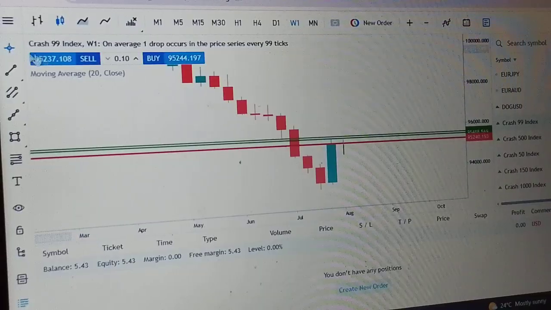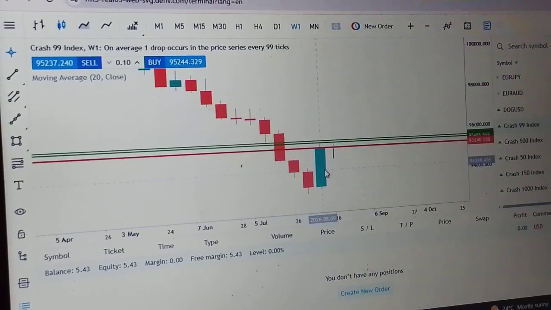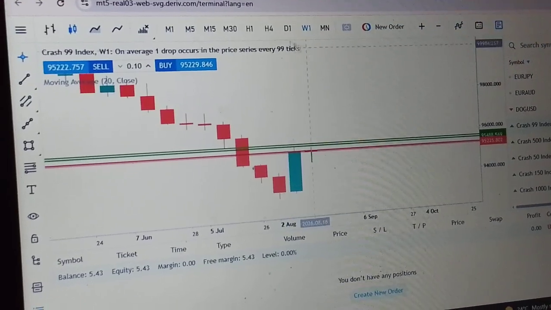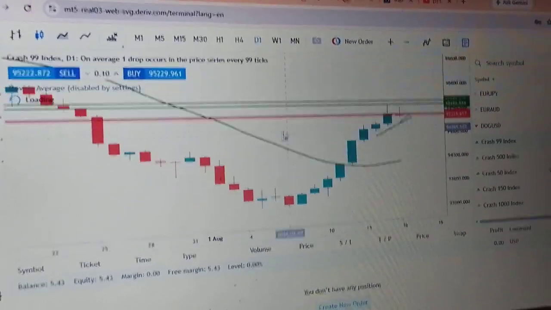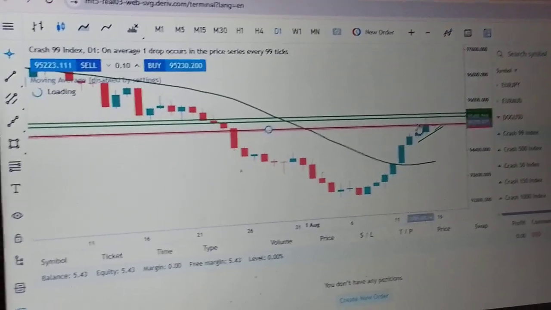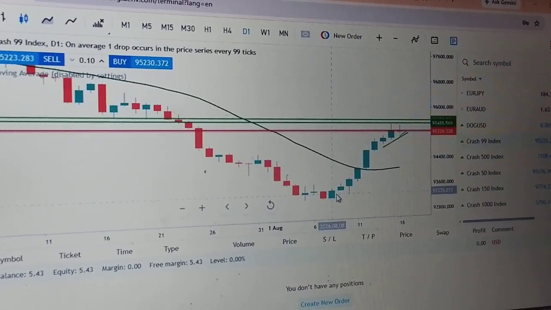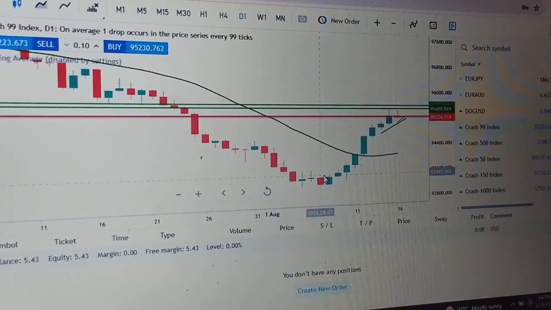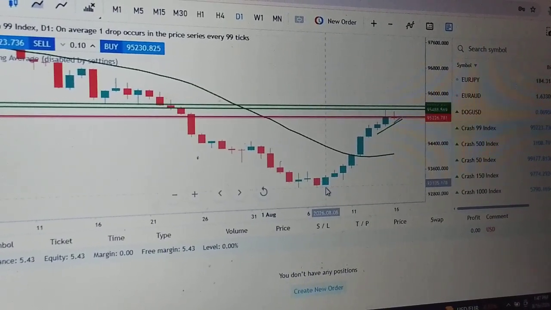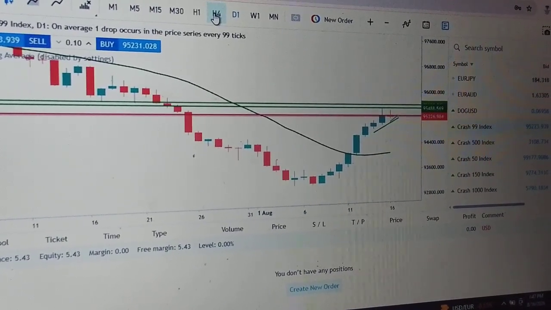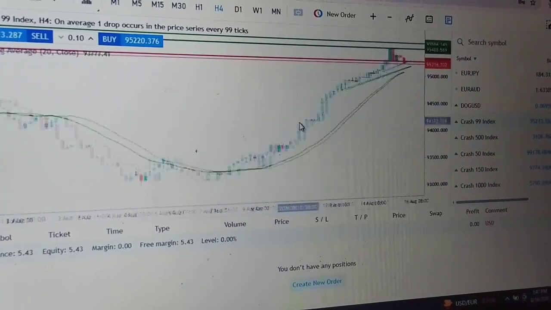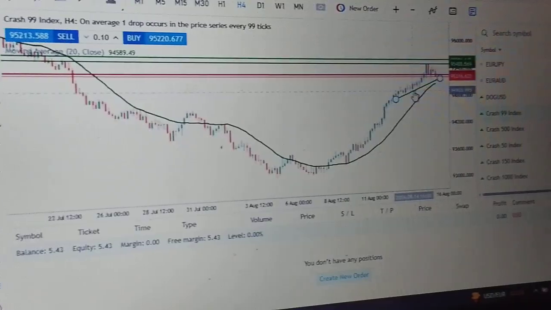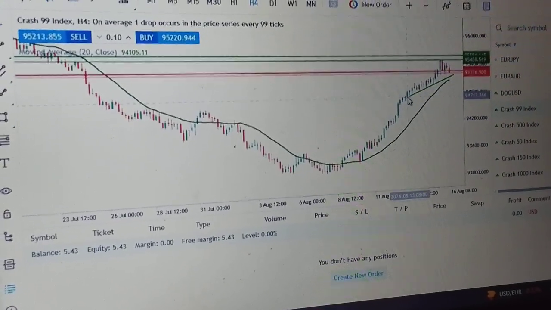You see on crash 99, the market is bullish because of this blue candle. After that you go to the 1 day time frame. On the 1 day time frame, you get these candles for the last how many days? 1, 2, 3, 4, 5, 6, 7, 8. For the last 8 days, the market has been bullish. Then you come to the 4-hour time frame. On the 4-hour time frame, you see what is happening. The market is on an uptrend.